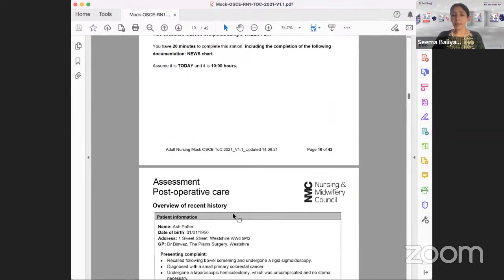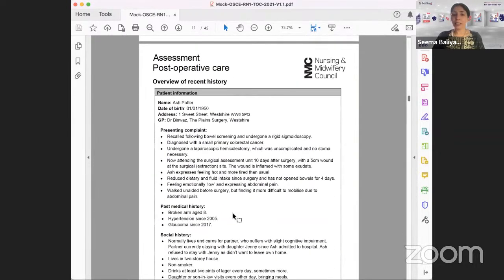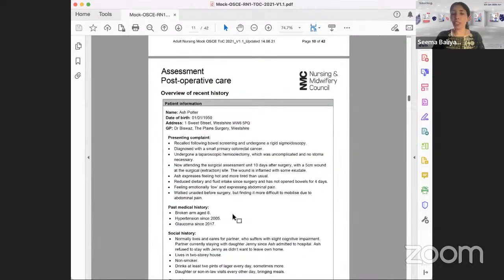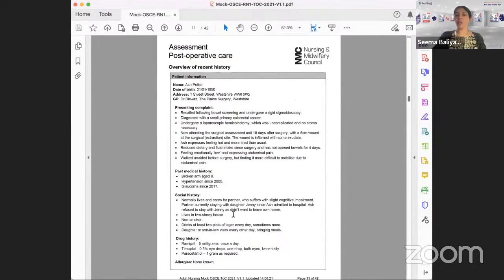Okay, after this, you are also going to get an A4 sheet like this one, where you will have the patient's history. So there is going to be a brief history of the patient. So you will have to read that history. Have a quick glance at it and know what the patient's concerns are, why the patient has come to the hospital, and what has been going on.